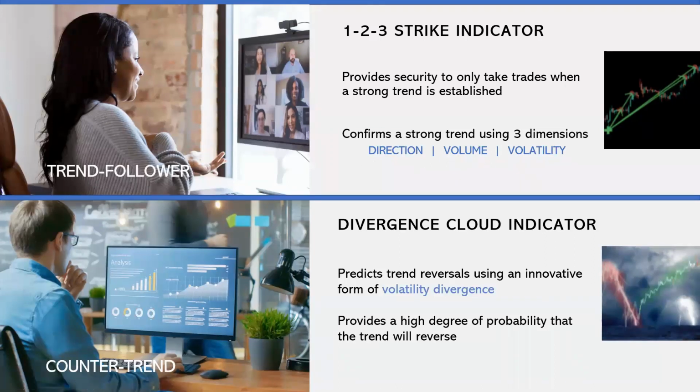On the other hand, our counter trend indicator is called the divergence cloud. It's based on divergence, and divergence are classic signals for a potential reversal on the market. We'll demo now both indicators in live charting.